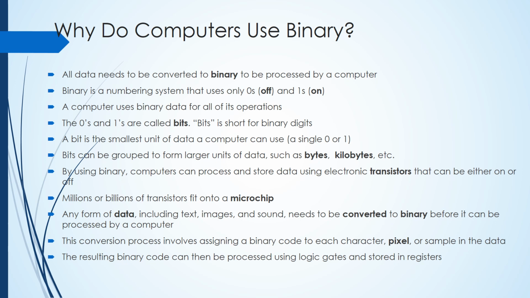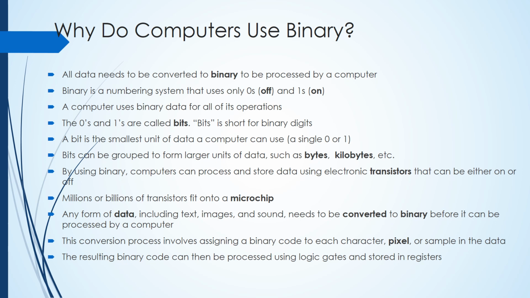A computer uses binary data for all of its operations: addition, subtraction, multiplication, opening a file, closing a file, playing music, playing a video, anything like that. It is going to use binary data. The 0s and 1s are called bits. Bit is short for binary digit. A bit is the smallest unit of data a computer can use. Bits can be grouped to form larger units of data such as bytes, kilobytes, etc.